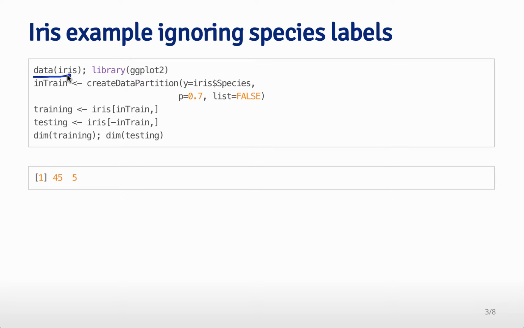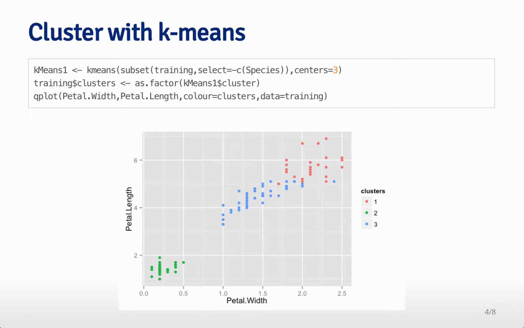So if I load the iris data in the ggplot library, I can then create a training and test set for the iris data, just like I have in previous examples, but I could ignore the species clusters. So one thing that I could do is perform a k-means clustering. If you remember k-means clustering from the exploratory data analysis section of the data science specialization. If you don't, you can look it up on Wikipedia. And the basic idea here is to create three different clusters. So I'm telling it to create three different clusters, ignoring the species information.